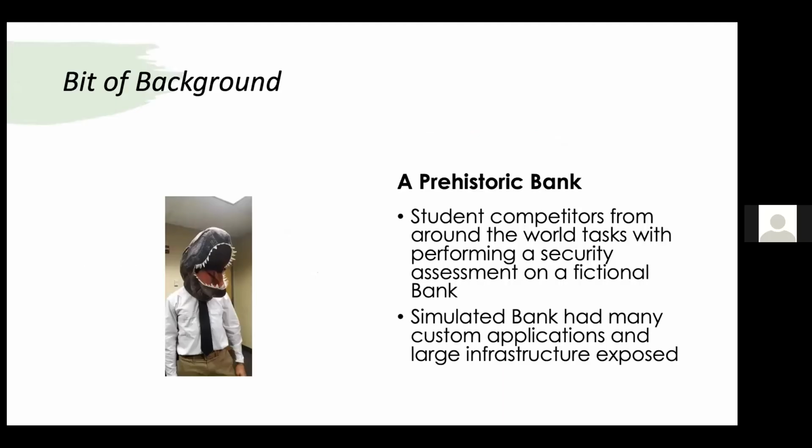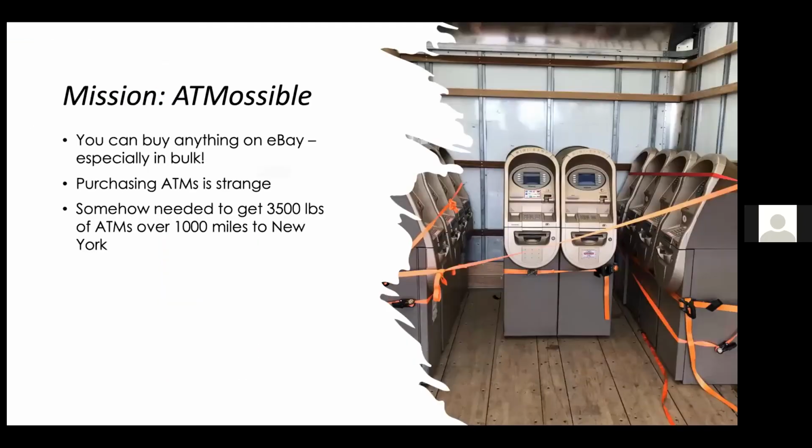So, a bit of background. In 2019, which seems like an eternity ago, the CPTC competition, the collegiate pen testing competition, made a simulated bank called DynoBank. It was designed to simulate the large infrastructure that many banks actually have. To that end, it had a lot of interesting components. And one of the thoughts was, hey, can we get an ATM? That's something that every bank has. And it turns out you can buy pretty much anything in bulk on eBay, from voting machines to ATMs. You just go on there and it's available.